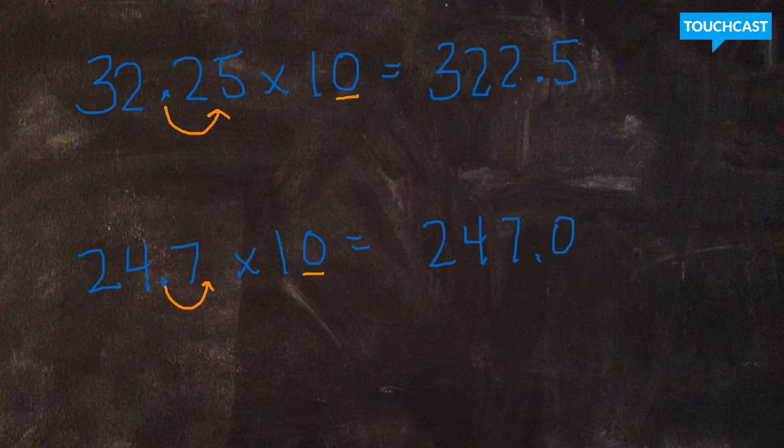So hopefully you were able to notice that when multiplying by powers of 10, our decimal place is moving the number of places to the right as there are zeros in the power of 10. So what we're going to do now is apply this and multiply by, say, 100 and see if the same pattern applies. So let's take a look at the problem 24.7 times 100.